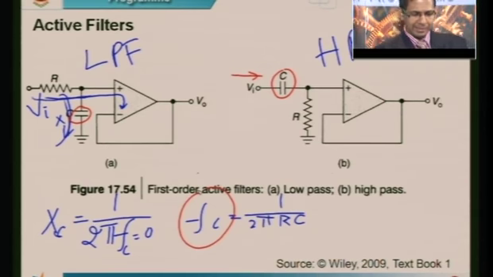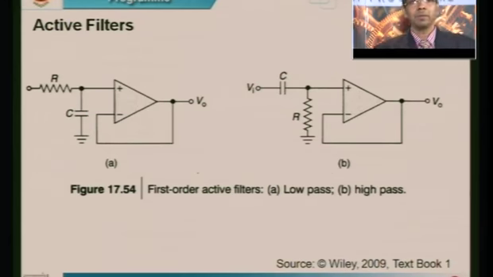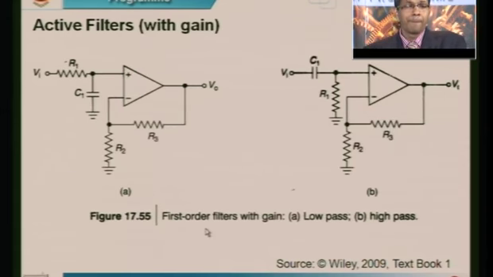Now in this entire circuit that we have studied so far, the gain was unity, right? I mean, I am not amplifying. Suppose I want to amplify, then what is it that I should do? This is what I should be doing. We call them active filters with gain.